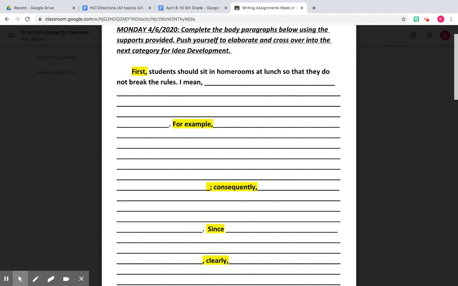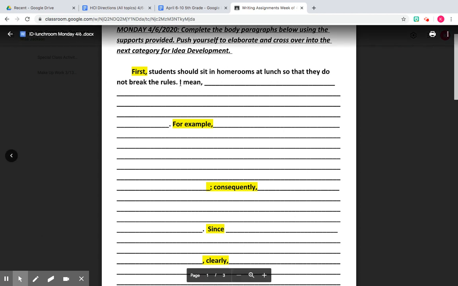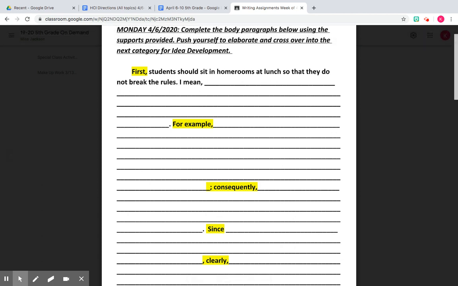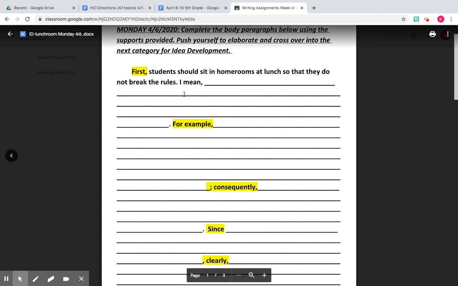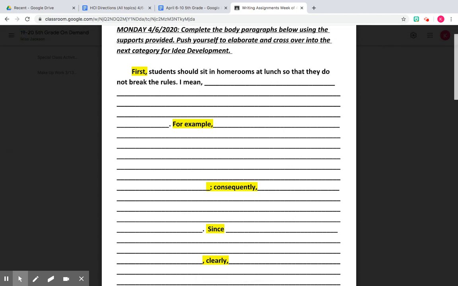Well, when you go down to this, we know that this is supposed to answer why, and that this is supposed to answer how. So again, you have time. You need to back up and say, okay, students should sit in homerooms at lunch so that they do not break the rules. Well, let's say that they are not sitting in homerooms. Why would that provoke them to break the rules? How would them sitting in homerooms keep them from breaking the rules? And then you need to elaborate on that.